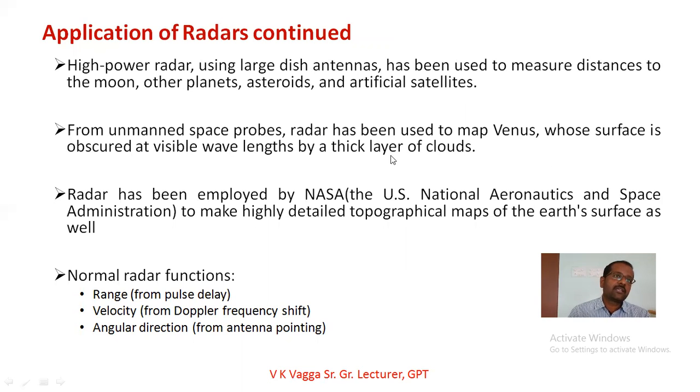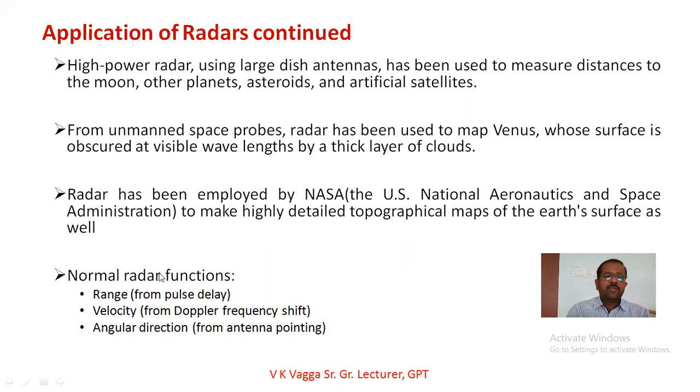Studies say that it can measure the distances to the planet Venus, its surface and all that. And this radar has been employed by NASA, the US National Aeronautics and Space Administration, to make highly detailed topographical maps of the Earth's surface as well, so that you can see it in Google Earth. What is measured there is by radar only.